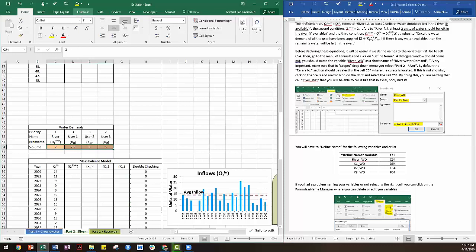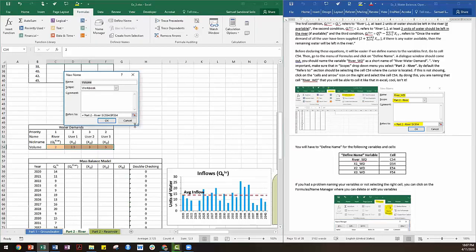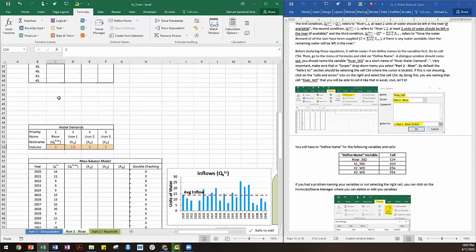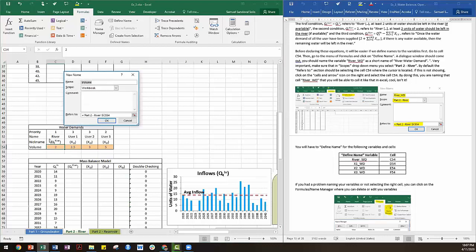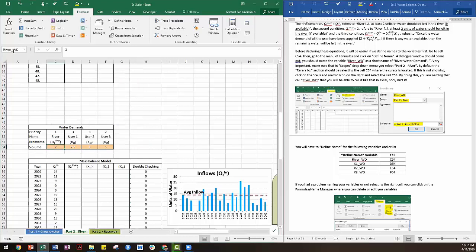So you will have to go to Formulas, Define Name, and select this C54. We're going to call this variable river_WD, for water demand. We're going to save it in the sheet Part 2 river, as instructed here. As you can see, the name of the cell is now not D54, but actually river_WD.